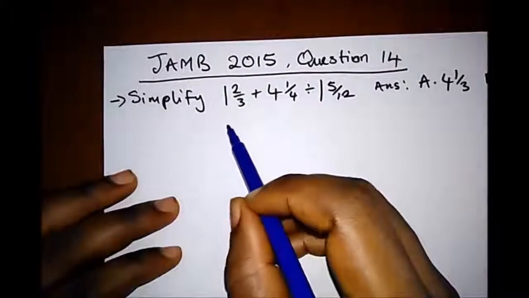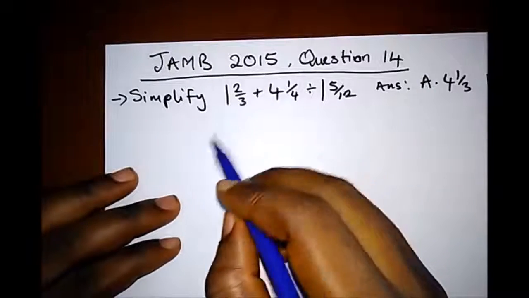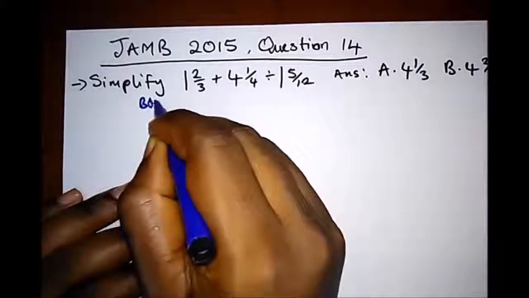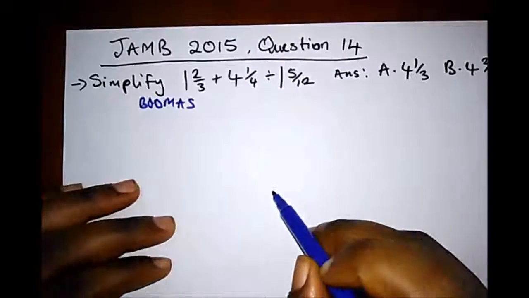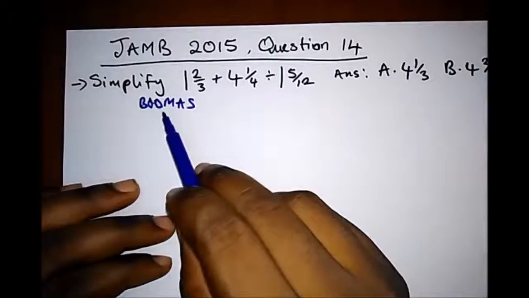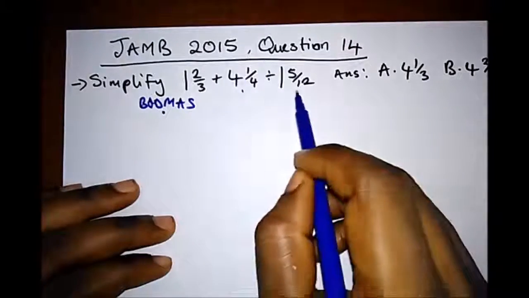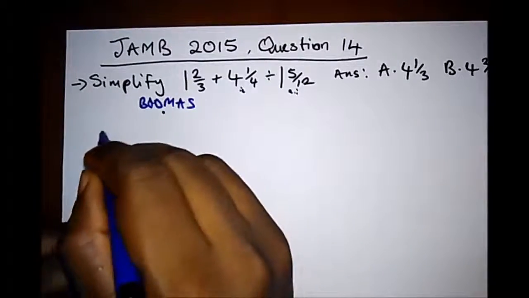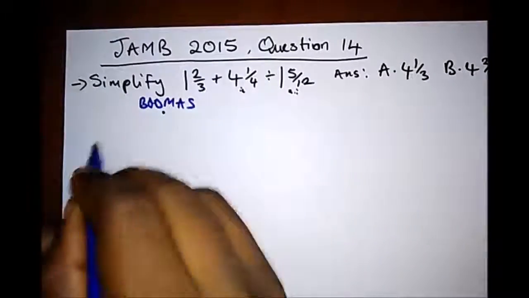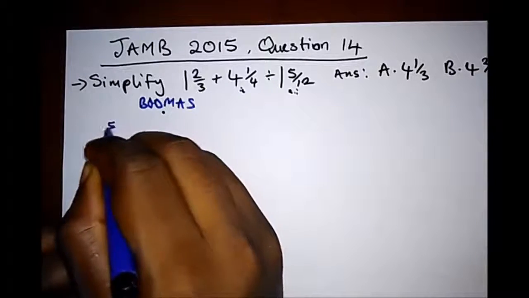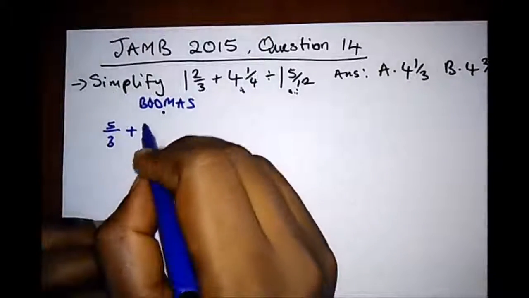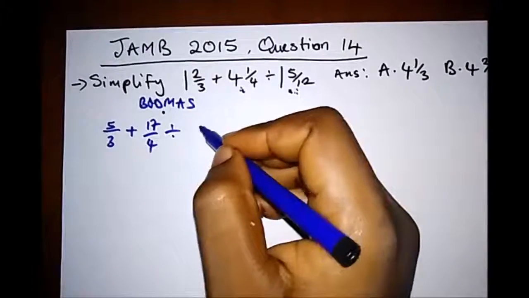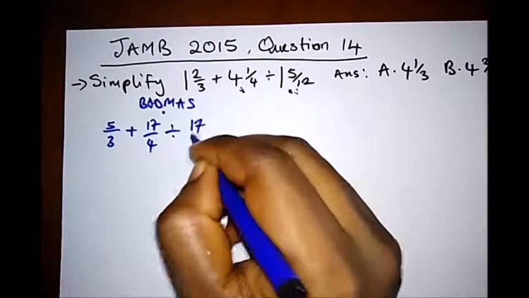So let's try another question, and this question is from 2015 Jamb question 14. It says simplify this fraction. Let's write our rule down, BODMAS. Which operation are we going to perform first? We are going to perform division first of all between these two fractions. Before we start, we have to convert these mixed fractions to improper fractions. So let's convert everything here. We have 3 multiplied by 1 plus 2, that is 5 over 3, plus 4 multiplied by 4 plus 1, that's 16 plus 1, 17 over 4, divided by 12 multiplied by 1 plus 5, that is 17 over 12.